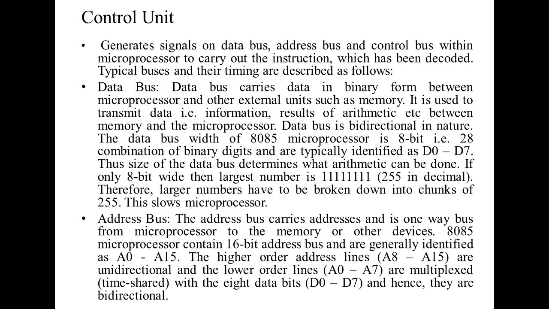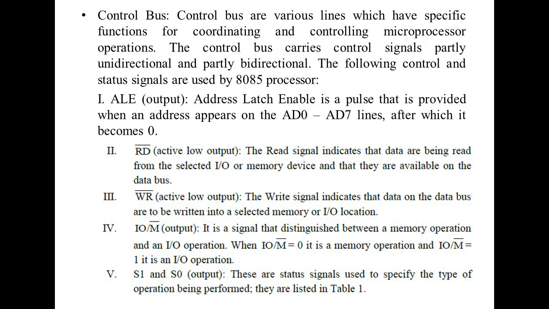Then the data bus carries the data in binary form between the processor and external units, memory or I/O. It is an 8-bit data bus. It is multiplexed with the lower order address bus. Address bus is 16-bit. A0 to A7 bits are multiplexed with the data bus, while A8 to A15 are unidirectional higher order address lines. Address bus is unidirectional, data bus is a bidirectional bus.